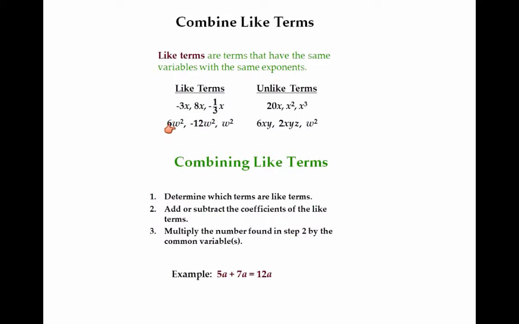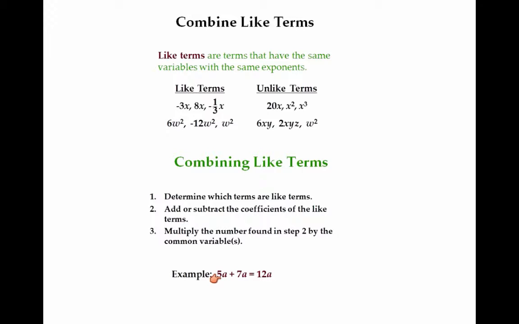Next one, 6w squared and minus 12w squared, these are all like terms. The ones that are not like terms are like x and x squared. They look kind of alike, but they're not like terms. You cannot add them, you cannot subtract them. 6xy and 2xyz are not like terms. Combining like terms, this would be an example.